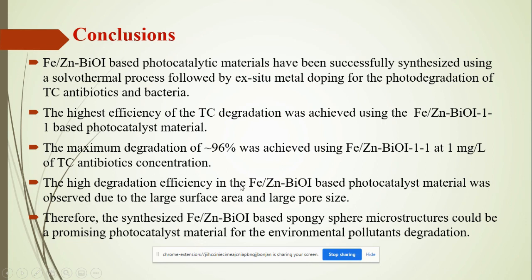The high degradation efficiency in the FeZn BiOI based photocatalyst material was observed due to the large surface area and large pore volume. Therefore, the synthesized FeZn bismuth oxyiodide based spongy microsphere could be a promising photocatalyst material for environmental pollutant degradation.